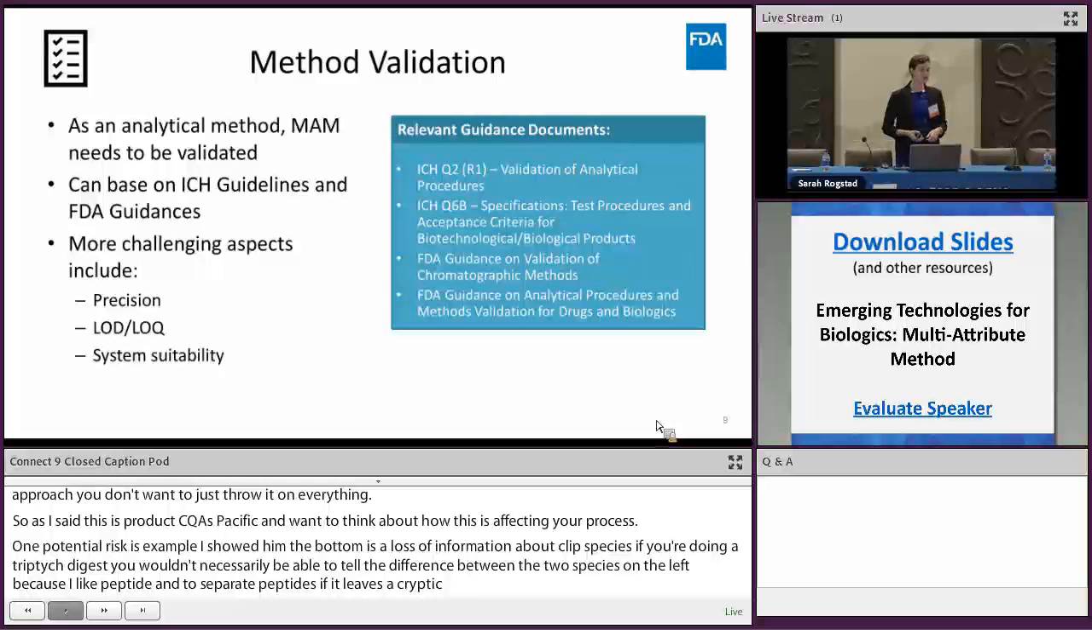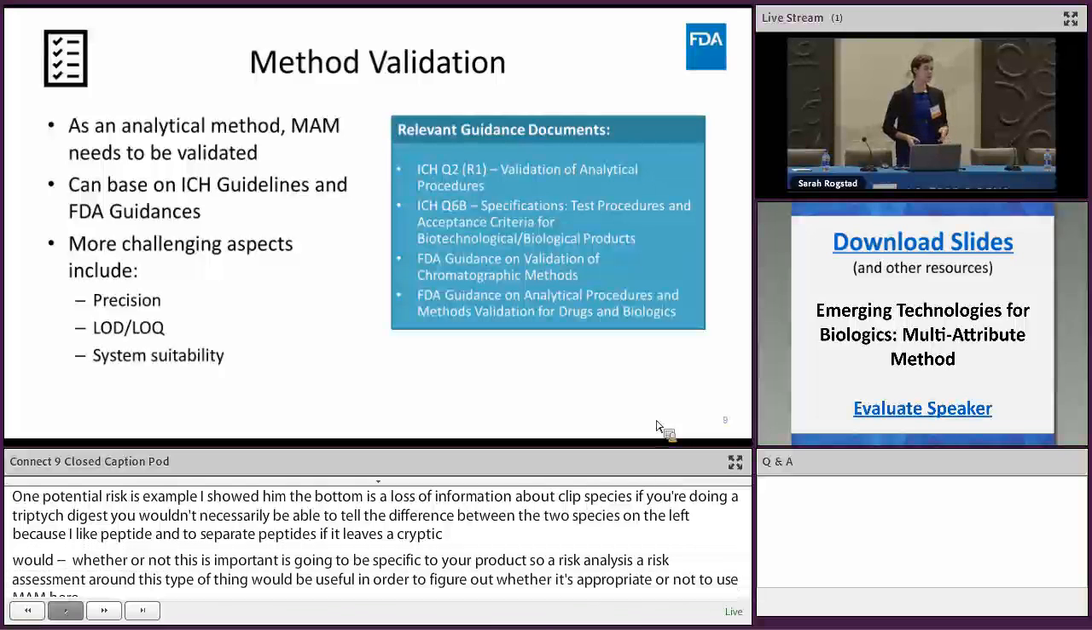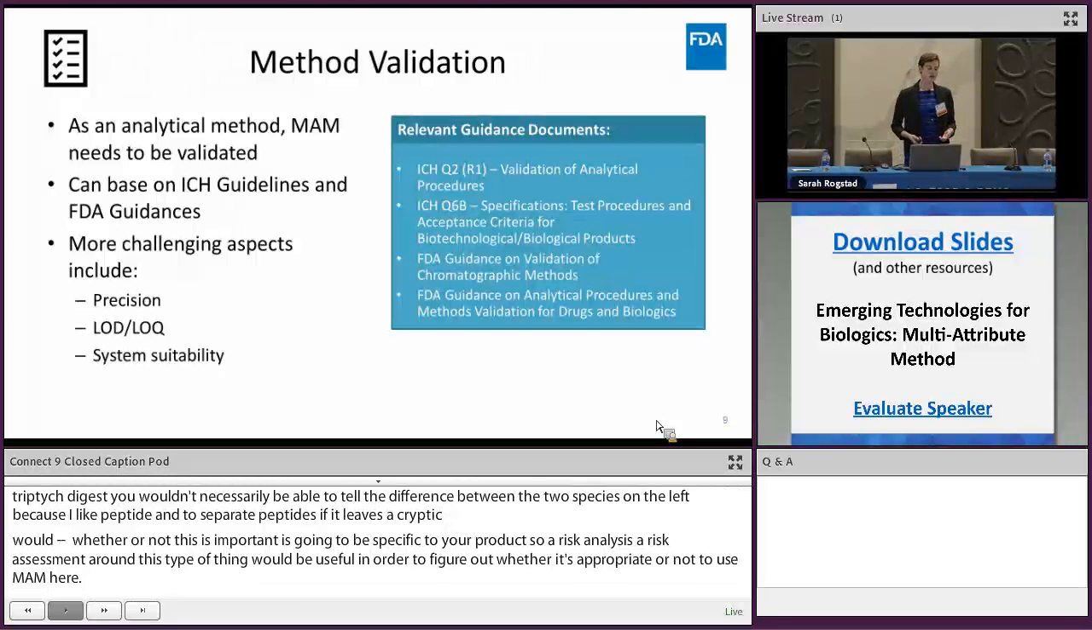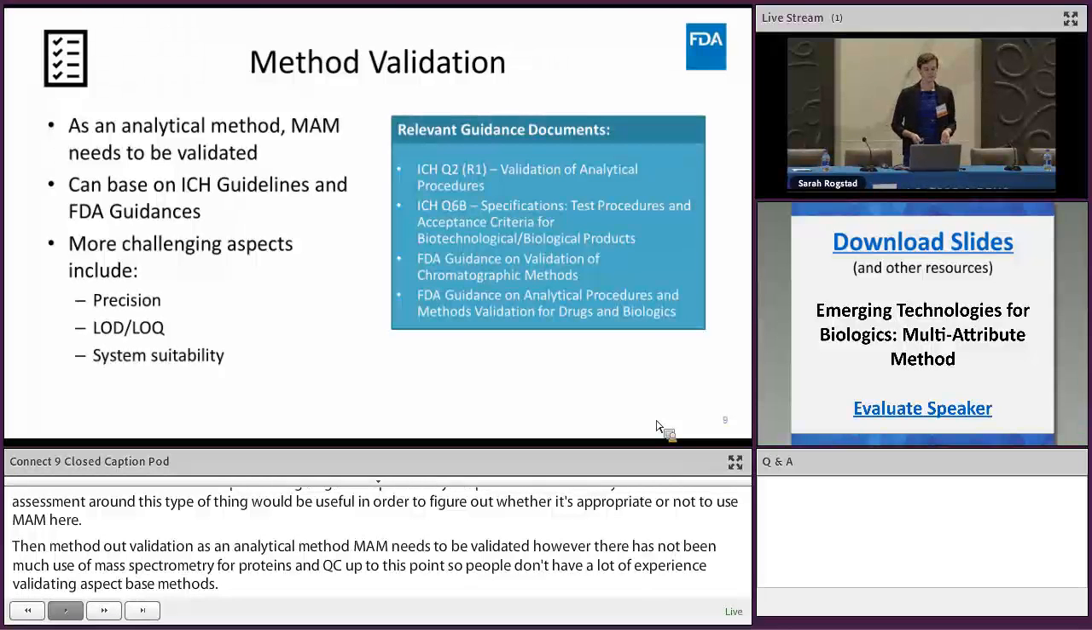For method validation, as an analytical method, MAM needs to be validated. However, there has not been much use of mass spectrometry for proteins in QC up to this point, so people don't have a lot of experience validating mass spec-based methods. What we're saying is that you can base your validation on ICH guidelines as well as FDA guidances, and I've listed some relevant guidance documents in the box. What we've found from looking at it is that some of the more challenging aspects to validating an MAM method are precision, LOD, LOQ, and system suitability, and looking at how you really go into that for this sort of approach.